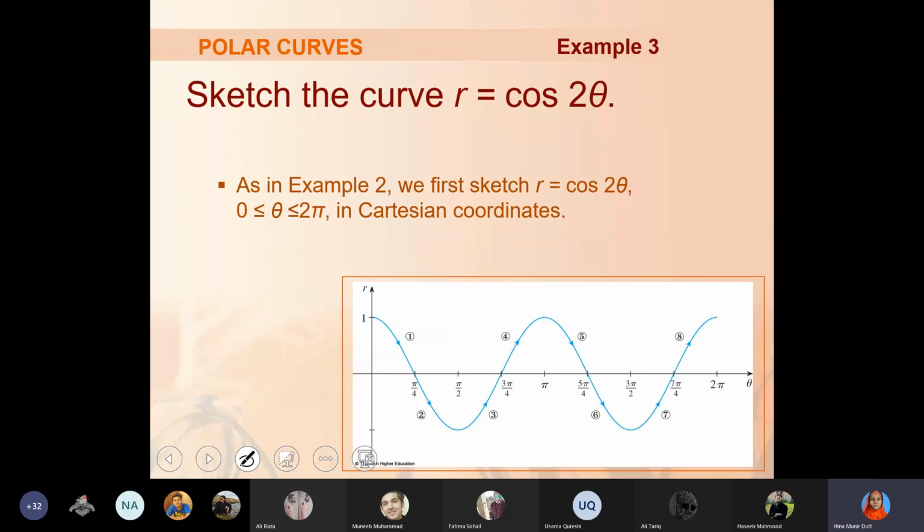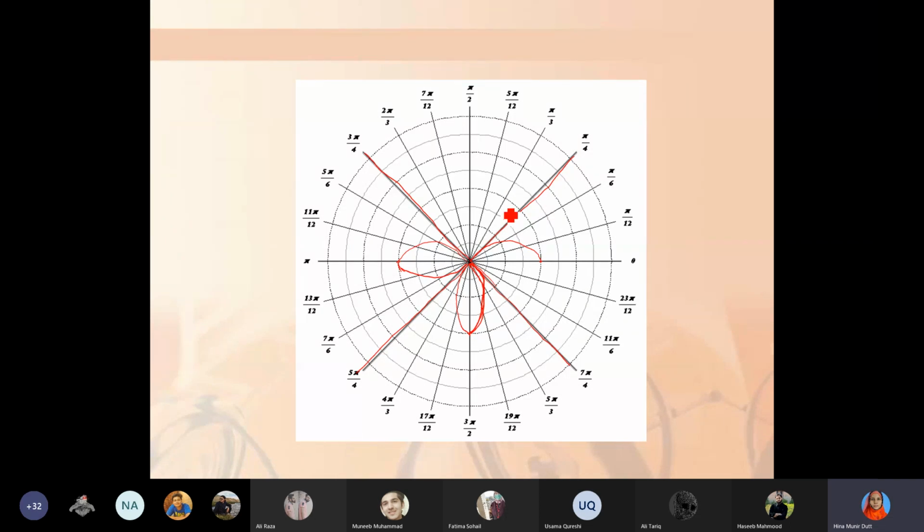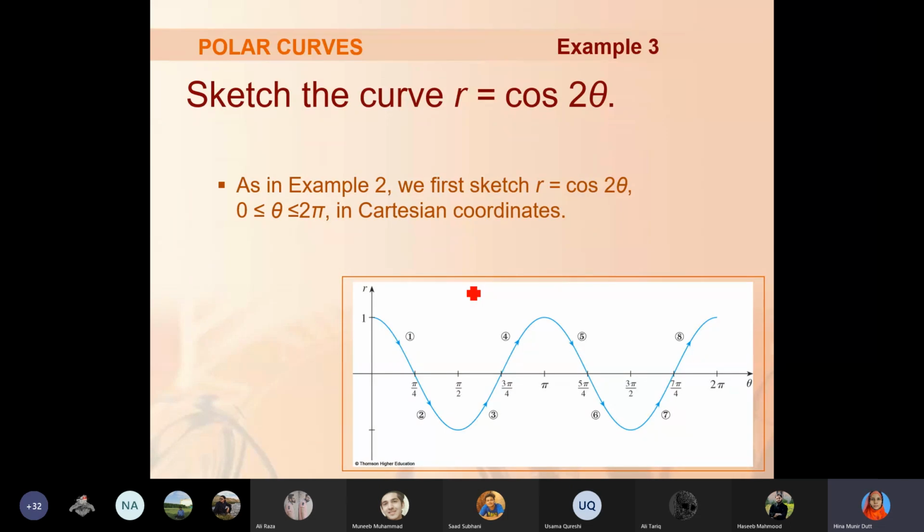From 5 π/4 to 3 π/2, r is decreasing from 0 to -1. 5 π/4 to 3 π/2. This is the negative of this, and this. We will get this figure. Okay, now complete it and submit it on Teams.